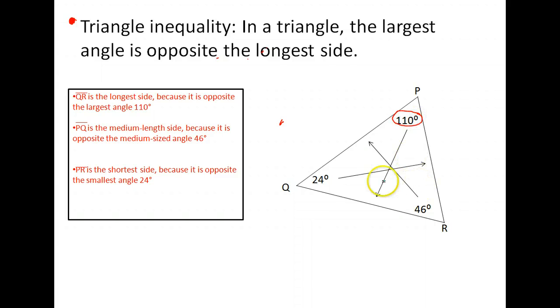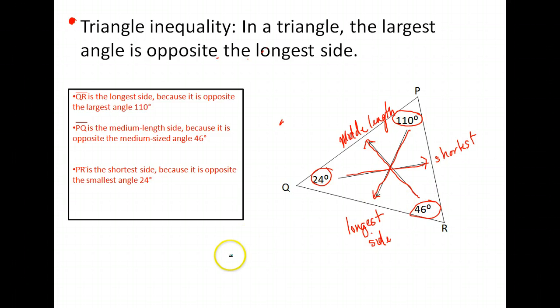So 110 is the biggest angle here. So across from 110, this would have to be the longest side. This is a property that's been proven and is true. What's the next biggest? Well, 46 is bigger than 24, so that means this one would come next. And then our smallest angle was 24 degrees, so across the figure from that would be our shortest side.